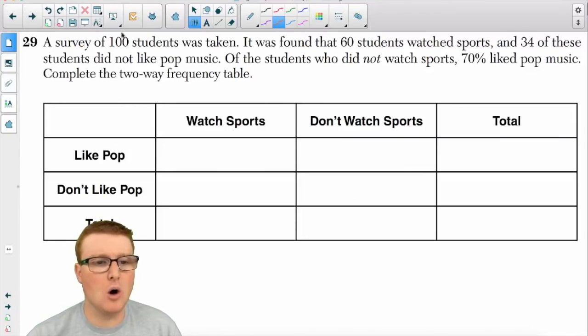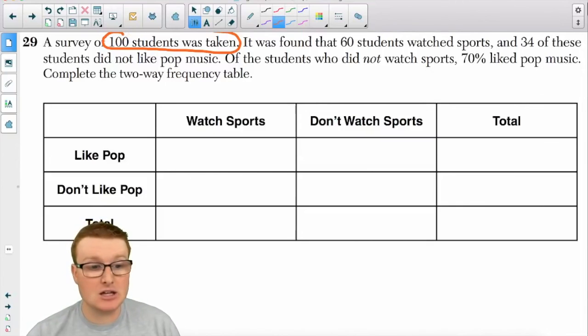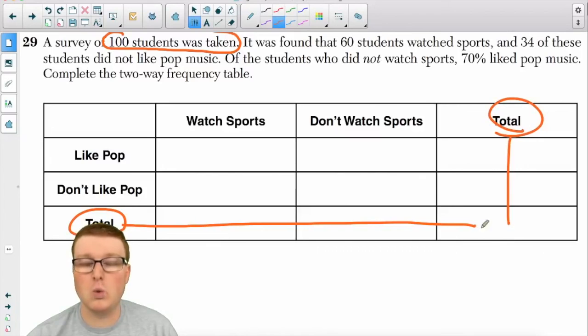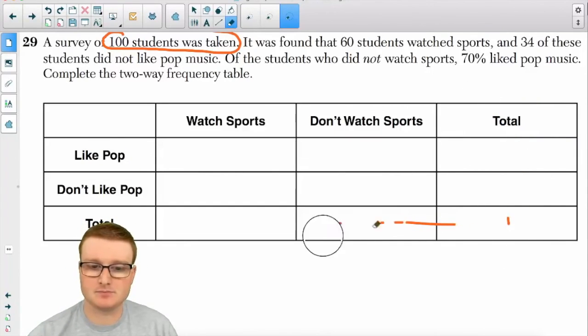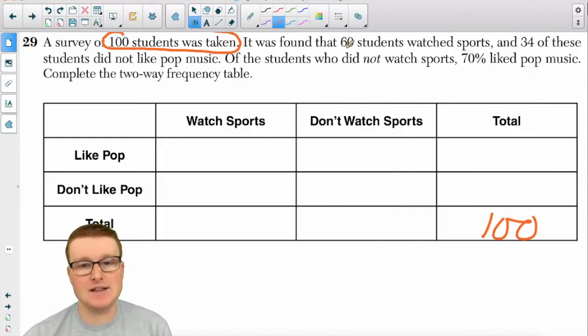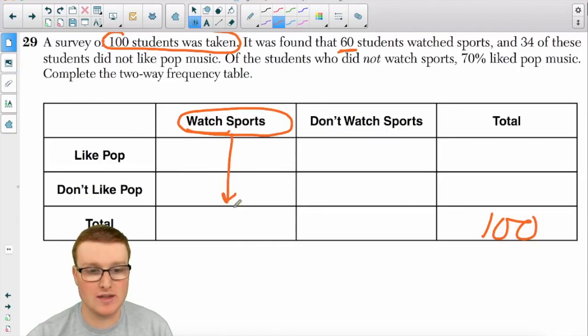A survey of 100 students was taken. That 100 students goes to the total and the total columns. So the 100 goes in this box. So let's go ahead and put that in right now. That's 100. Okay? And it said that 60 students watched sports. Okay. So go to the watched sports column. 60 students watched sports. So that's the total number down here, 60.